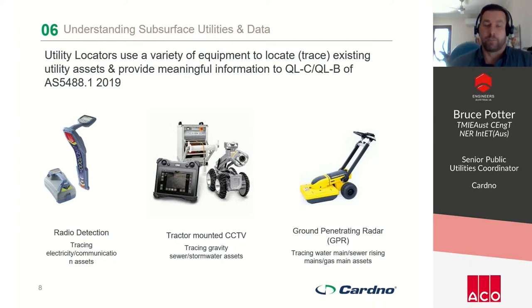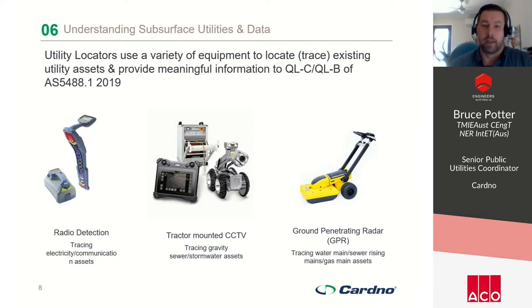Some of these tractor-mounted cameras can have sondes located on the top of them, and that gives the ability then to trace where the tractor camera is going through the pipe itself. So it can be traced on the surface level, similar to that of a radio detection unit.